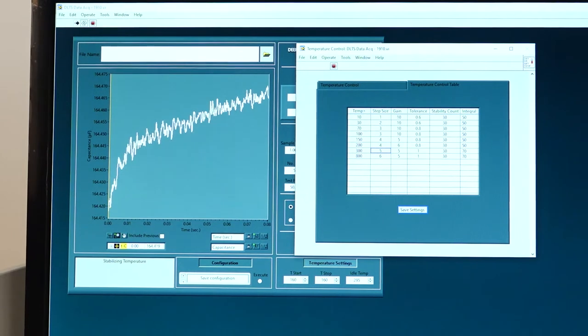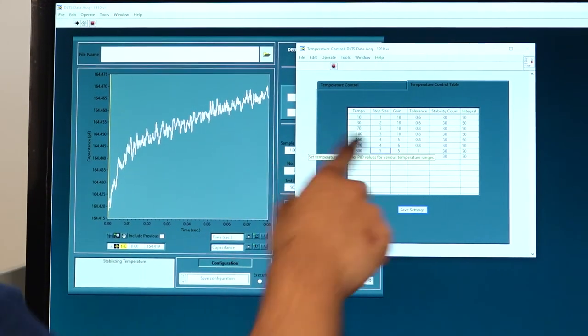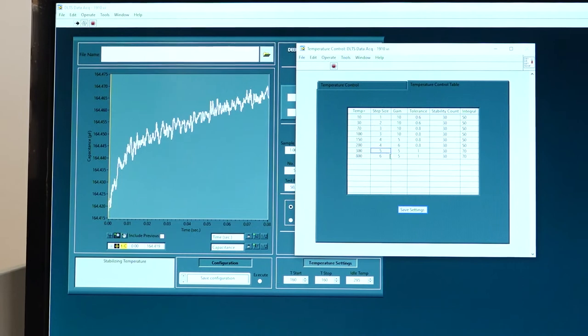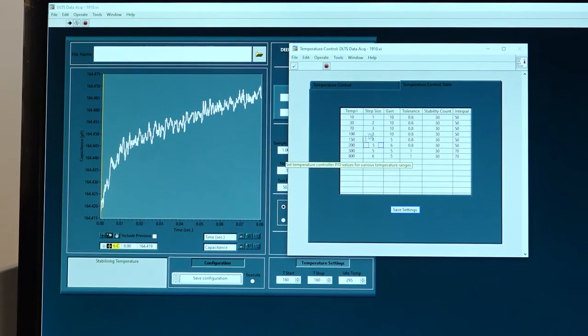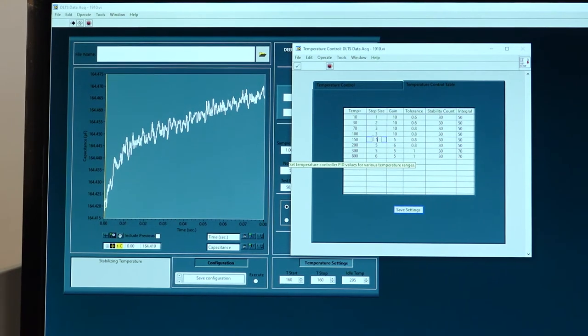So this means that for temperatures greater than 10 Kelvin up to 30 Kelvin, the temperature will rise with a step size of 1 Kelvin. For 30 to 70, it will rise with a 2 Kelvin step size. So for each interval, we can set step sizes. For the time being, let us set these step sizes to 5 Kelvin, because we want to reach 160 Kelvin right now and do a transient measurement.